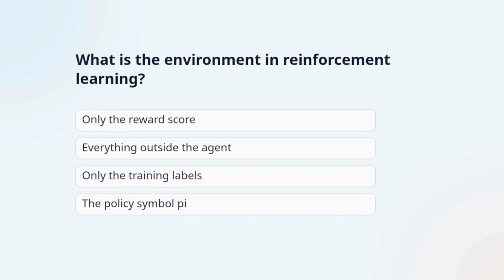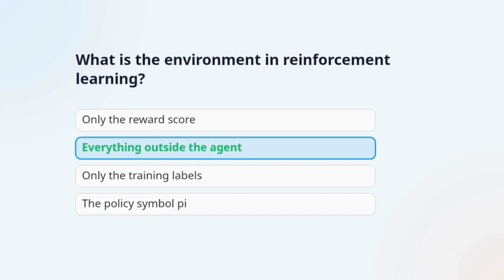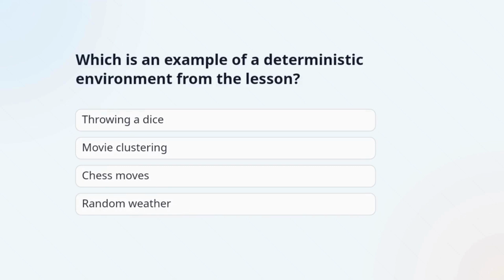Question 1. What is the environment in reinforcement learning? The correct answer is everything outside the agent. The environment includes the outside world the agent interacts with. Question 2. Which is an example of a deterministic environment from the lesson? The correct answer is chess moves. In the article, chess is used as an example where outcomes are predictable from the current state.